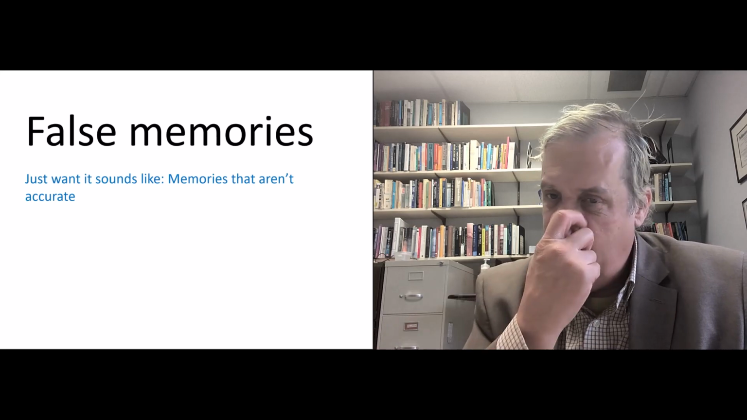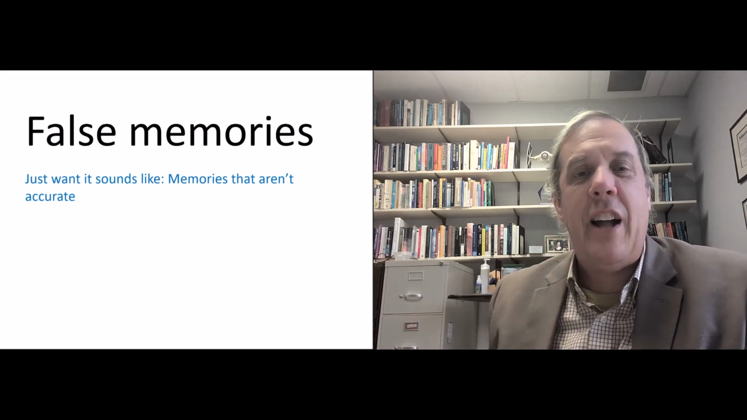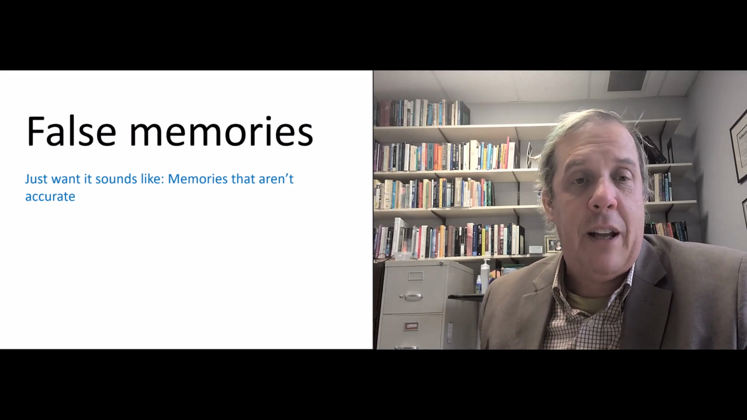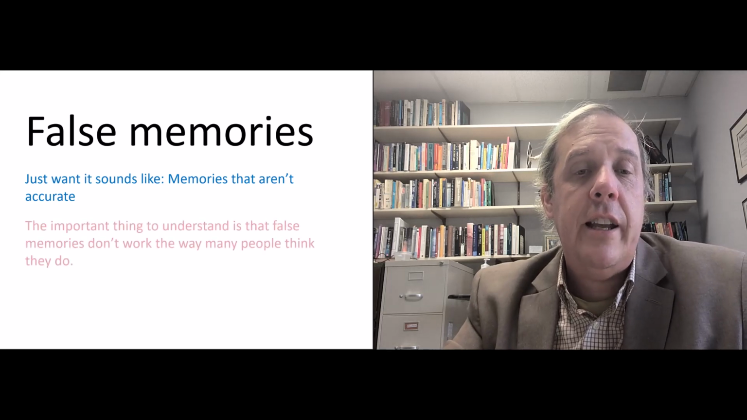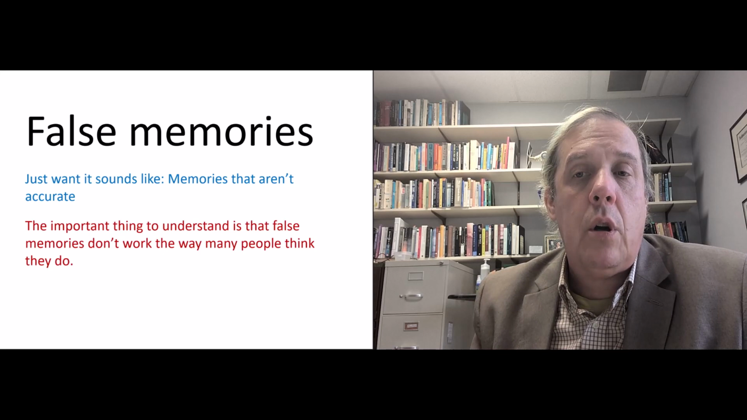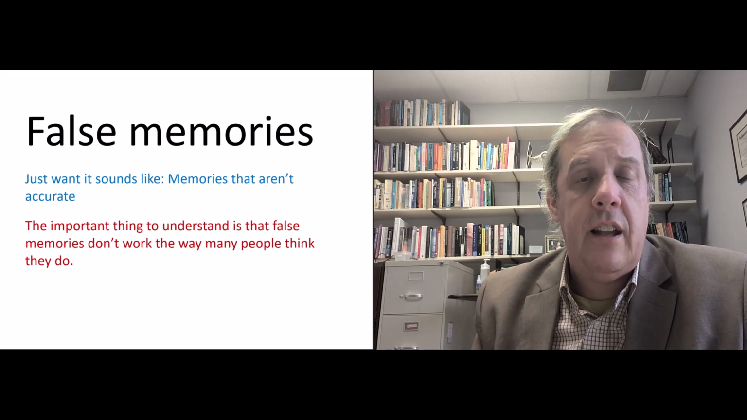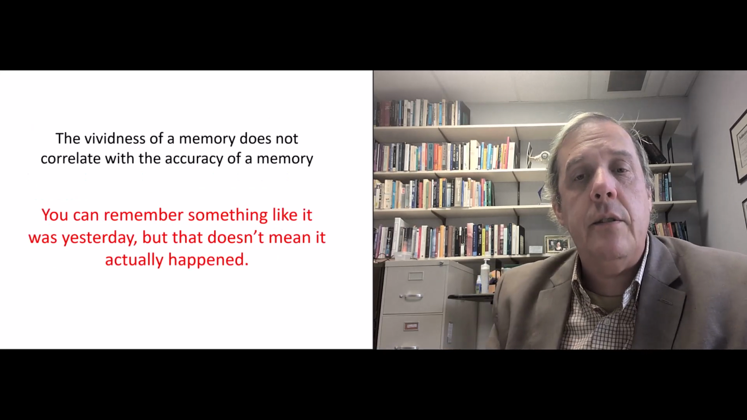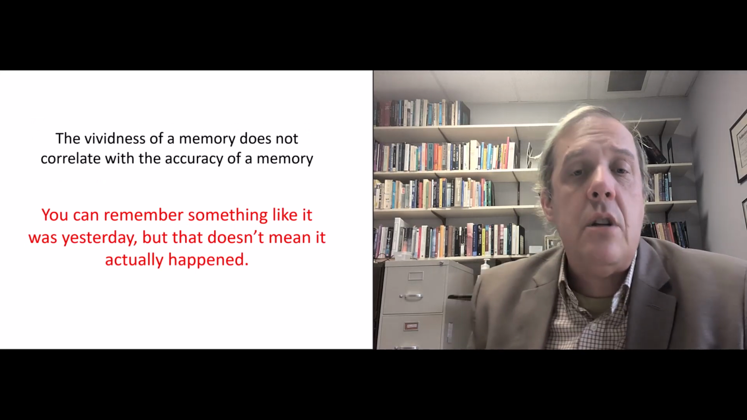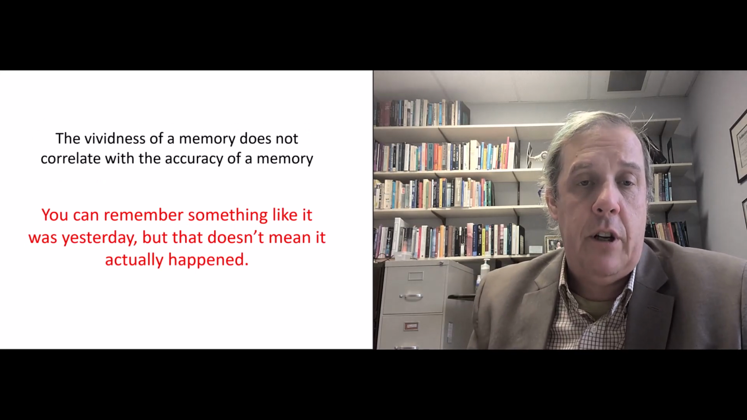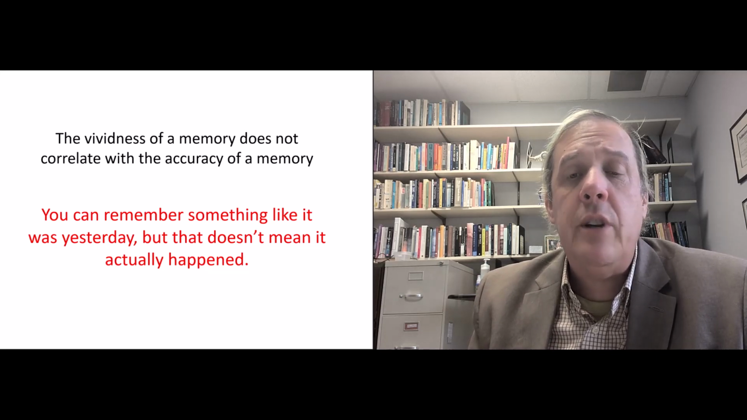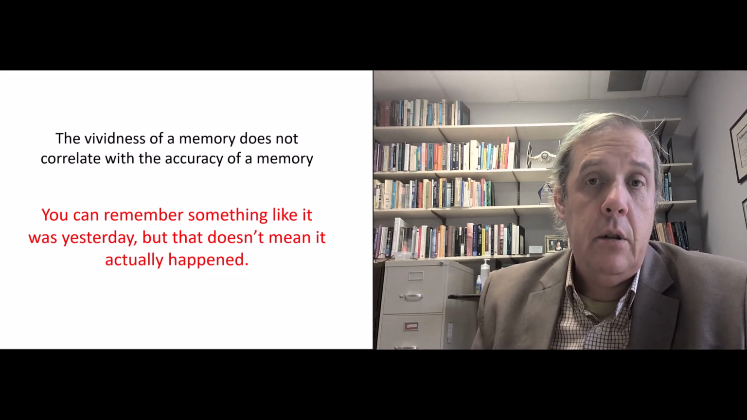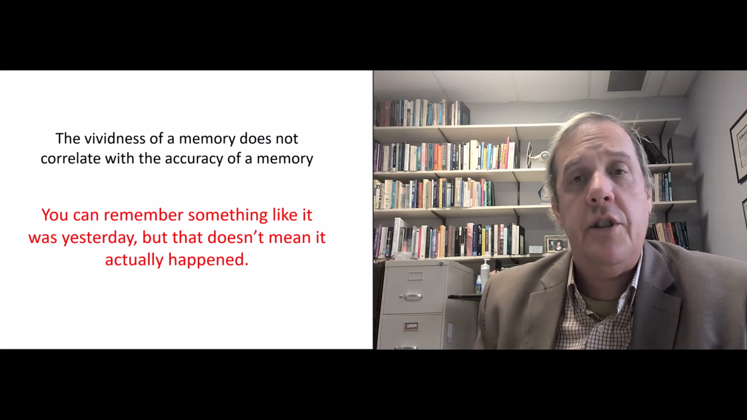False memories. First term from the review sheet for this section. It's not that complicated. False memories are just memories that aren't accurate, right? Makes sense. The important thing to see here is that false memories don't work the way we think they do, right? This is the key. And one easy and important takeaway is that the vividness of a memory does not correlate with the accuracy of a memory. You can remember something like it was yesterday, but that doesn't mean it actually happened. And there's no correlation here either way.